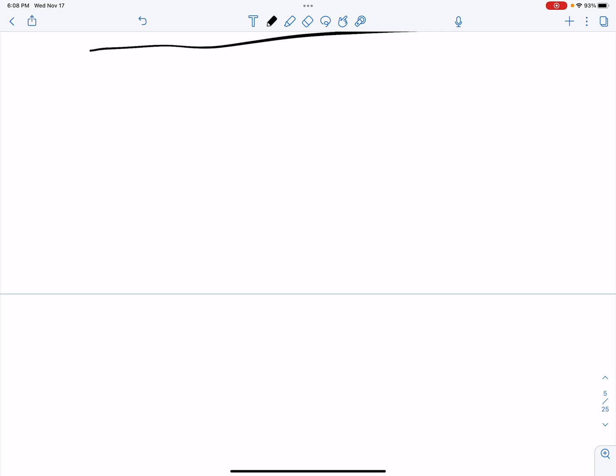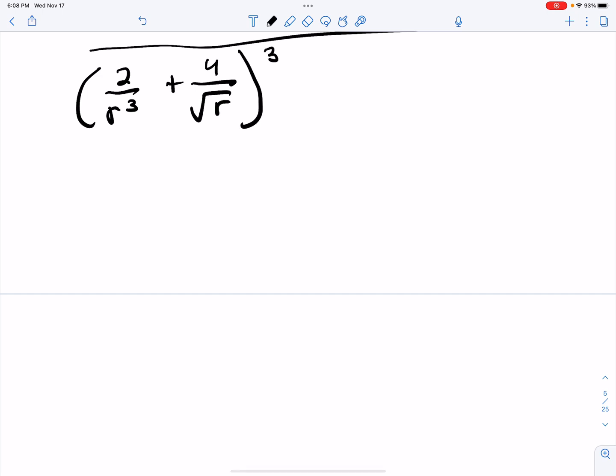Okay, so let's do this. Let's expand 2 over r cubed plus 4 over square root of r. That's not going to be very fun, is it? And the whole thing's being cubed. At least we don't have as many terms. We'll just have 4 terms to worry about because n is 3. There's always one more than that.